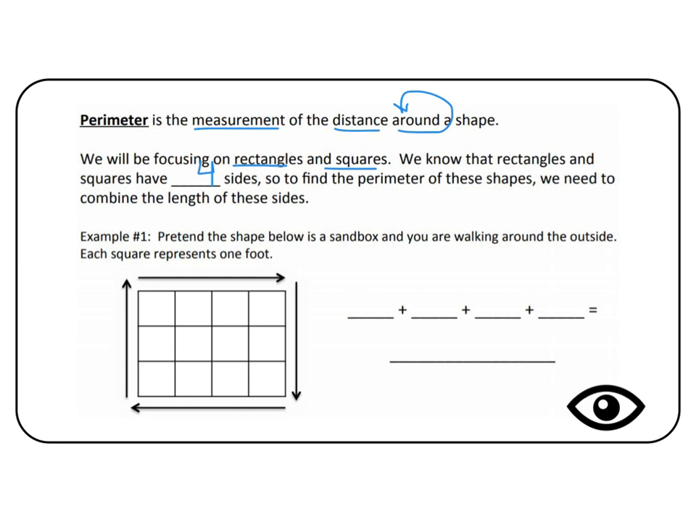So here's an example. Pretend that this box is a sandbox, and you're going to walk along the outside. We'll start right here. We're going to count 1, 2, 3, 4. Then we're going to turn the corner and count 1, 2, 3. Then we're going to turn the corner and count 1, 2, 3, 4. Then one last time, 1, 2, 3. Now we would get the perimeter by adding all of those together. 4 plus 4 is 8, and 3 plus 3 is 6. So 8 plus 6 is 14.